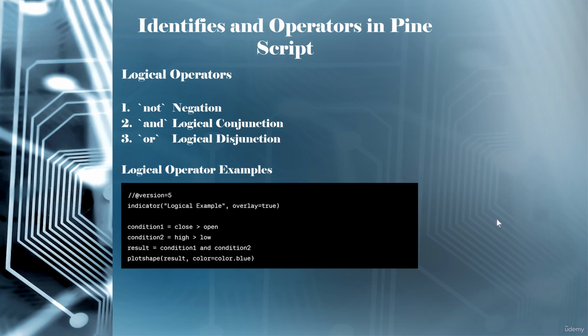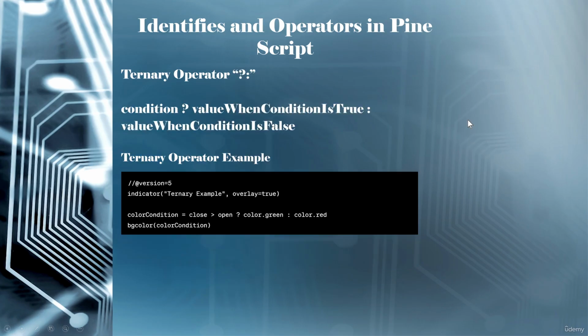So next, let's review the ternary operator. The ternary operator, represented as two symbols, question mark and colon, is a concise way to write conditional expressions. It returns one of two values based on a specified condition. How does it work? You specify a condition, then you put the question mark symbol, then you specify the value when the condition is true, then you put a colon, and then the value when the condition is false. Let's review an example.